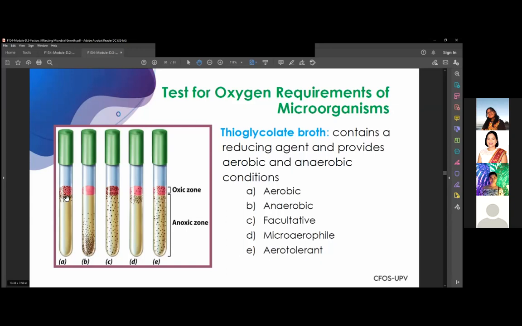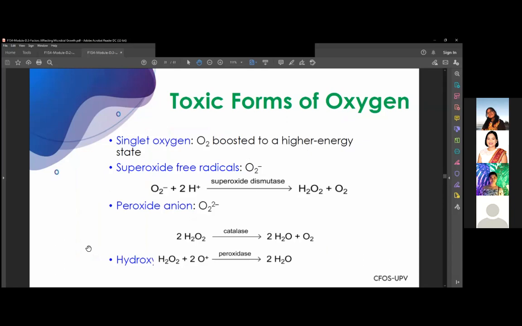Nasa anaerobic na tayo. And then, yung sa letter C, facultative. So, it grows all over the media. Wala siyang, parang hindi siya nag-segregate at certain part of the tube. And then, the fourth one is the microaerophile. Ayan. And the third one is the aerotolerant. Okay. May class pa kayo? May class pa kayo?